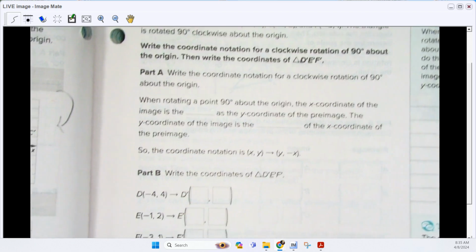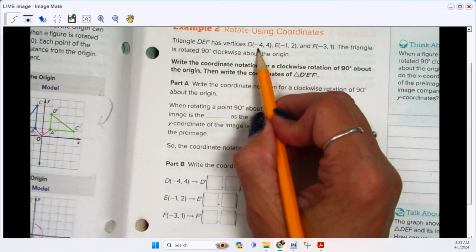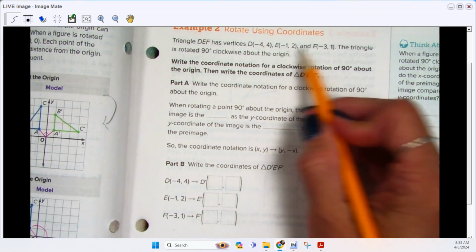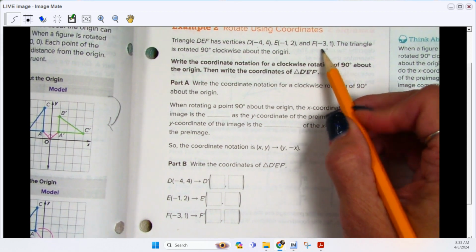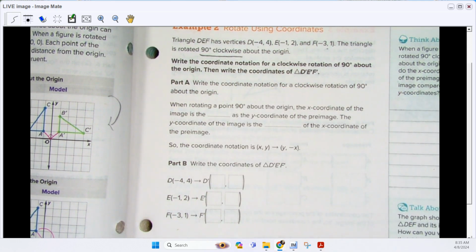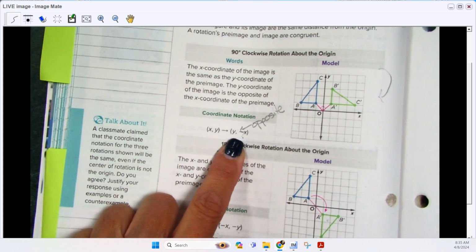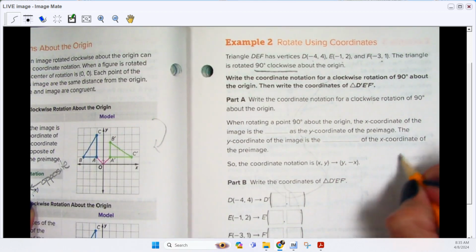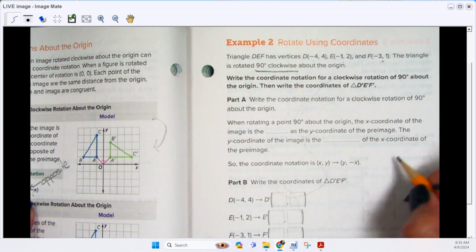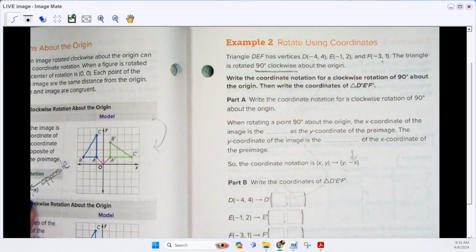So what we're going to do right here: we have the points -4, 4, -1, 2, and -3, 1. It's going to be rotated 90 degrees clockwise. If I look over here at 90 degrees clockwise, that means I'm going to switch my X and Y. We switch the X and Y, and what is now in the Y position is its opposite.